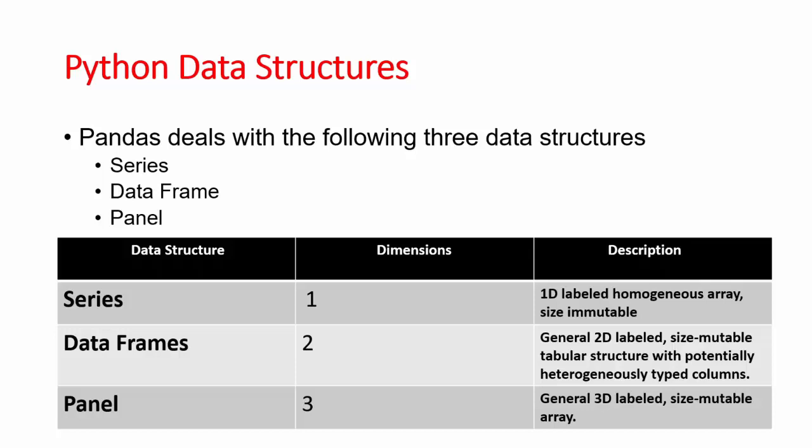A data frame is a two-dimensional labeled array with heterogeneously typed columns. A panel is a three-dimensional labeled, size-mutable array. So we have three types of data structures here in pandas: series, data frame, and panel.